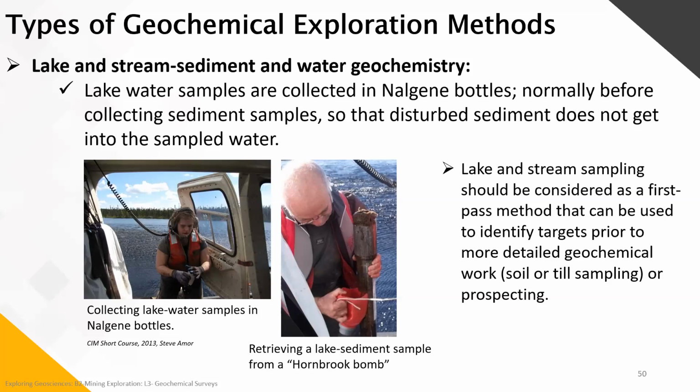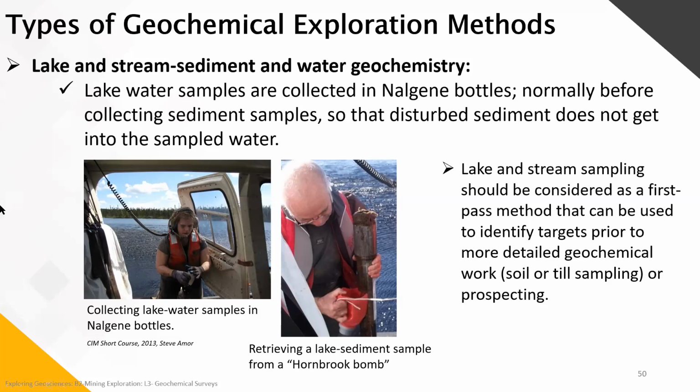The lake and stream sampling should be considered as a first pass method that can be used to identify targets prior to more detailed geochemical work. So it can either be done at first or by prospecting.